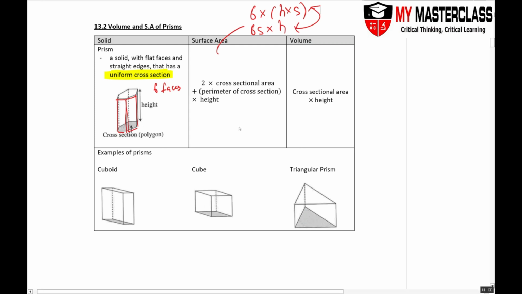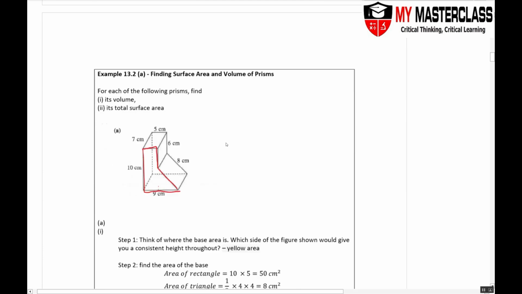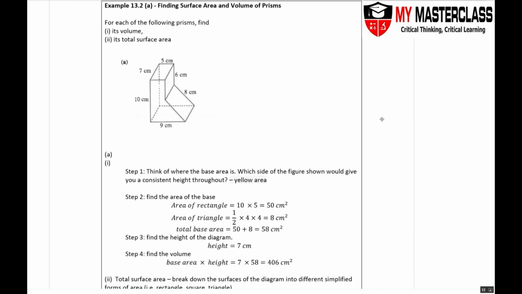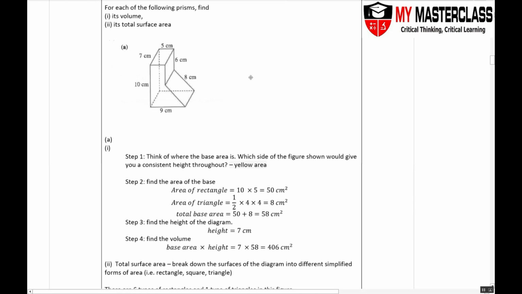So with that in mind, let's take a look at the example that you have in the next page. Let's take a look at example 13.2a. So you're applying your formula for surface area and volume of prism itself. So part 1, you are asked to find the volume of the prism.